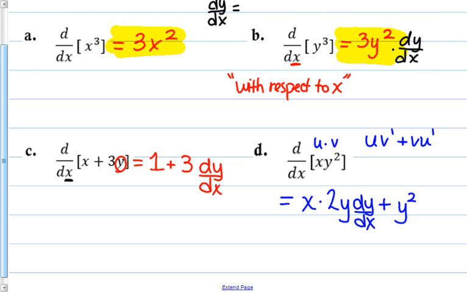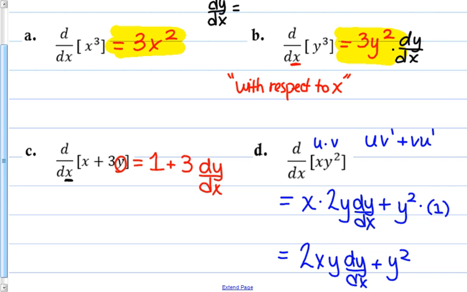Okay, so v is y squared times u prime, which is the derivative of x, which is a 1 that I don't need to write, but I'll write it in anyway. Okay, and that'll be that. Could probably write it a little prettier, but I'm just trying to ease into this.